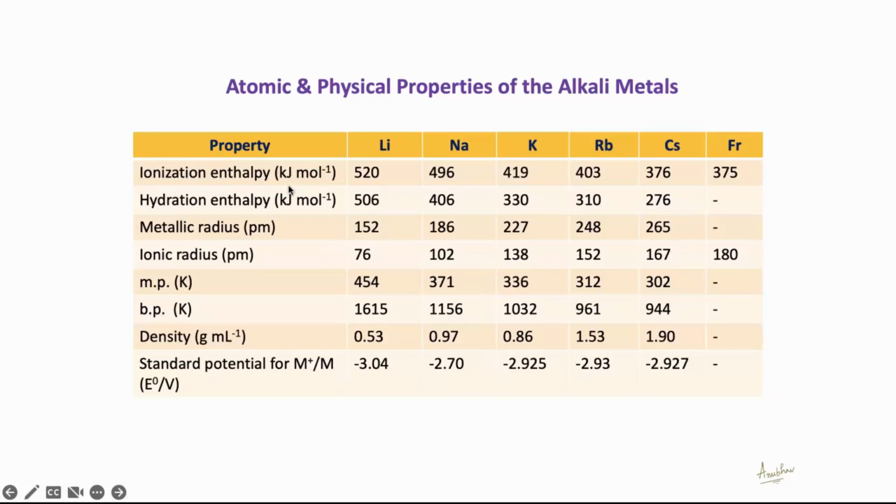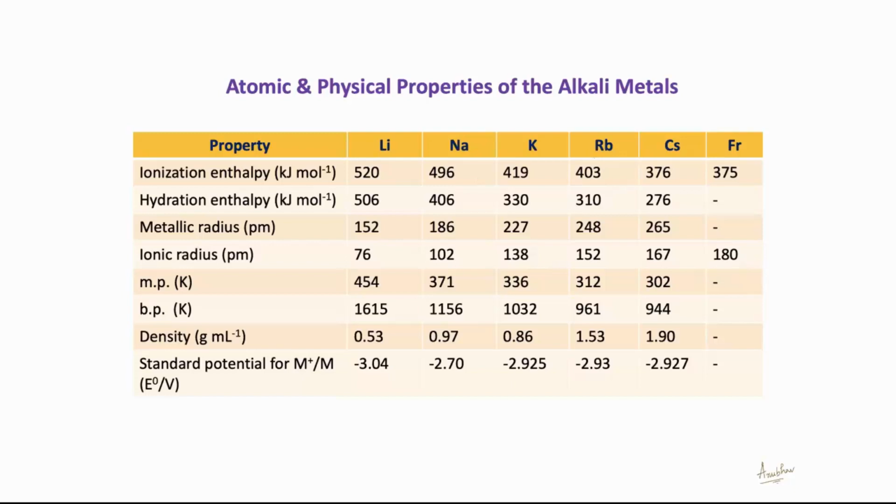So you might have read about ionization enthalpy. Ionization enthalpy is nothing but the energy that is required to pull out the valence shell electron from the atom in the gaseous state. Now, when we are talking about lithium, sodium, potassium, rubidium, cesium or francium, you see there is a decreasing trend of ionization enthalpy from lithium to francium. Lithium possesses 520, sodium possesses 496, potassium possesses 419, rubidium 403. So gradually the ionization enthalpy value is decreasing.